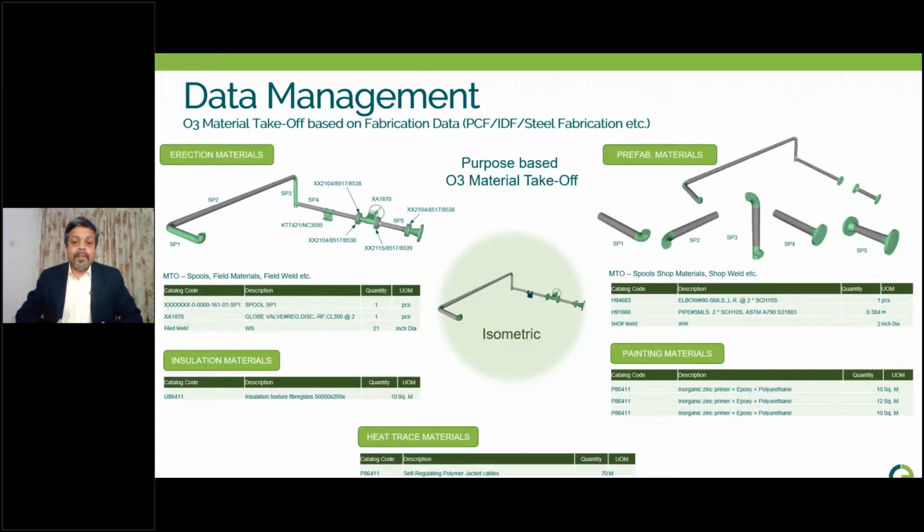See this example: fab material, erection material, insulation, painting, heat tracing material, etc. Only the relevant material will be automatically added to the work package based on its scope. We also support unit conversions, and we support advanced map functions for calculations when we generate the material takeoff.